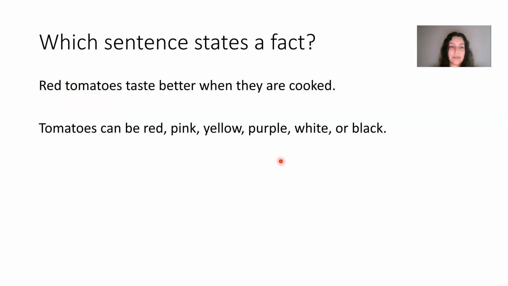All right, for our next example, we have red tomatoes taste better when they are cooked. And we have tomatoes can be red, pink, yellow, purple, white, or black. So let's look at the first option. Red tomatoes taste better when they are cooked. I'm going to say this is an opinion because how good something tastes is up to that person tasting it. My personal tastes may differ from yours, and there is not one objective truth in this statement. It's not able to be proven true. On the other hand, tomatoes can be red, pink, yellow, purple, white, or black. That is a fact because you can grow tomatoes and see that if you plant different varieties of tomatoes, they may be different colors when they grow.